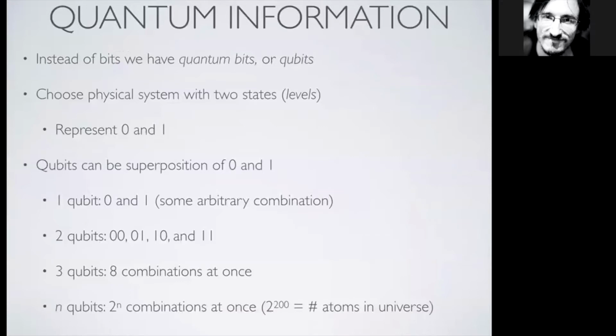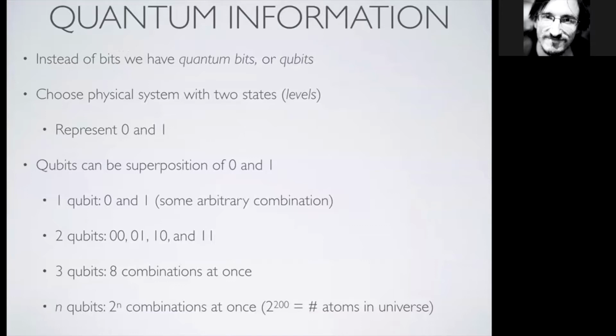So now coming on to quantum information. Instead of bits, we want to have quantum bits, or qubits we call them. Just like with digital classical information, we choose a physical system that has two levels or two states, and we just call one of them 0 and another one of them 1. But now the difference is that the qubit can be a superposition of both.